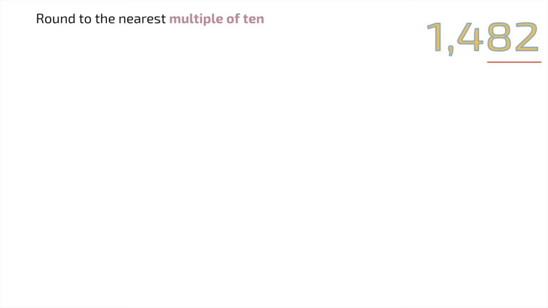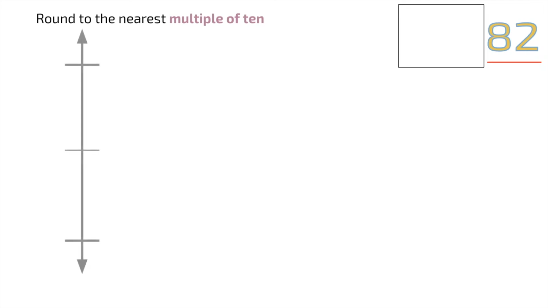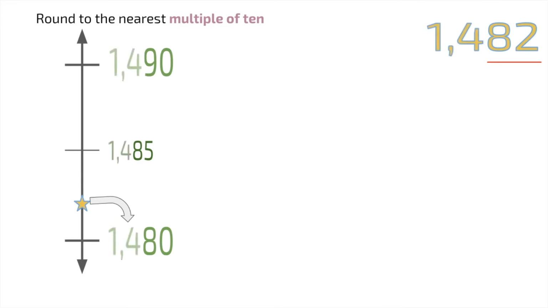And I see that I'm using the 82. I can cover up the 1,400. I'm not using that right now. Okay, 82 is in between 80 and 90, and right in the middle is 85. Boom. 82 is less than 85, so then it must round to 80. But that's 82 rounding to 80, so that means 1,482 would round to 1,480.